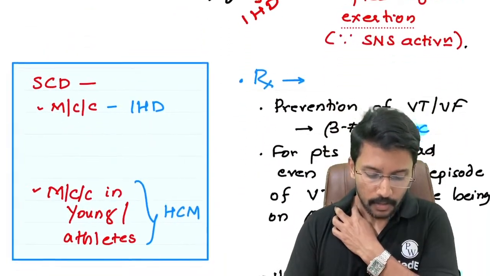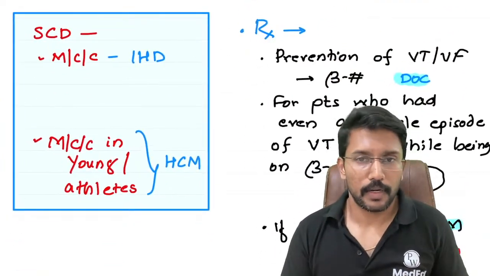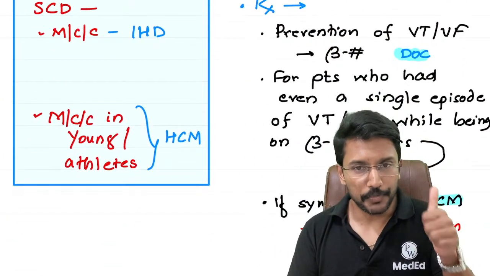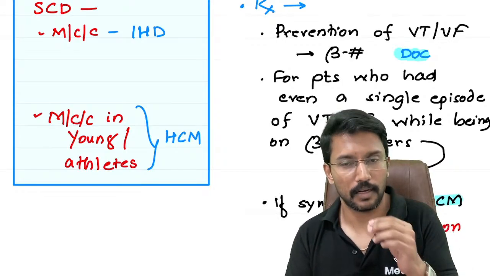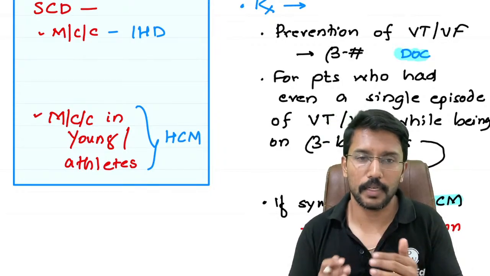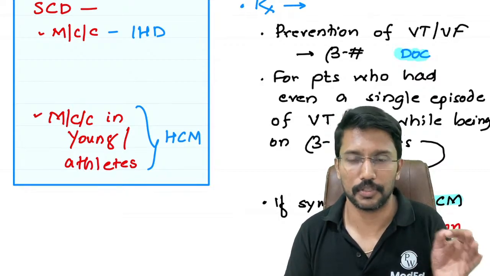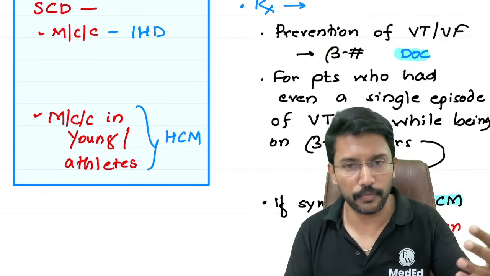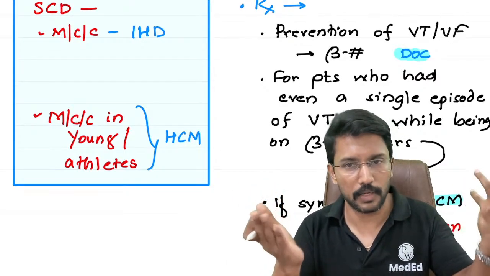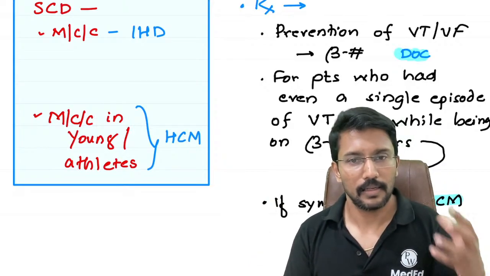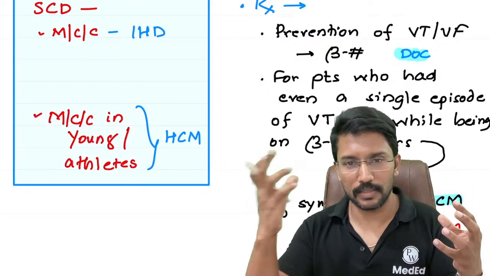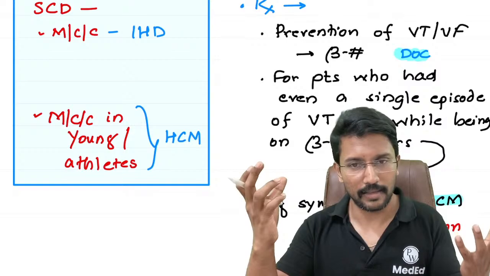Okay. Now, how do we treat a patient with hypertrophic cardiomyopathy? Objective number one is to prevent ventricular tachycardia or ventricular fibrillation. So for that, we need to give them the instruction saying to avoid vigorous exertion. That is very, very important, because if you go into vigorous exertion, adrenaline shoots up, you have VT/VF and you can die.